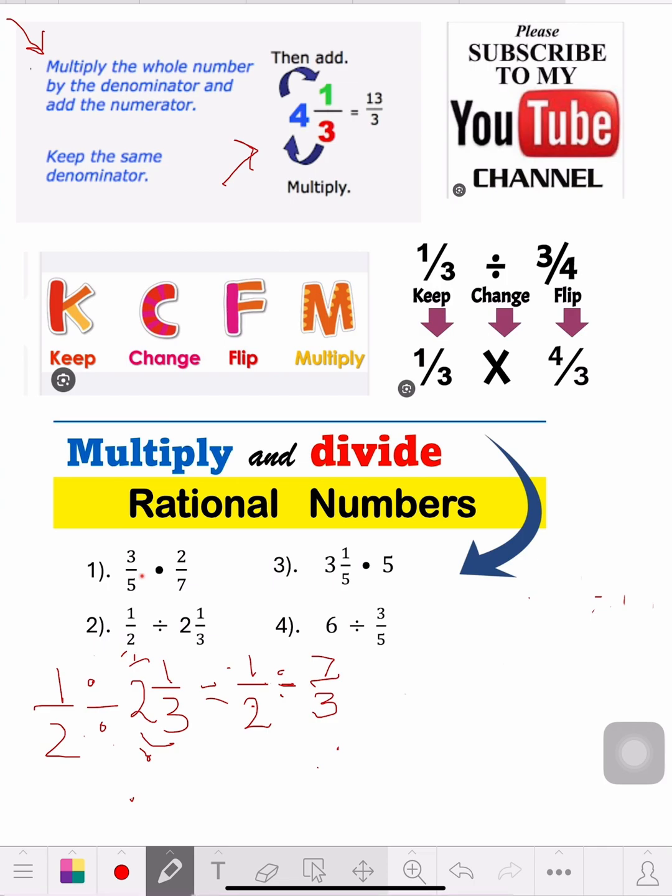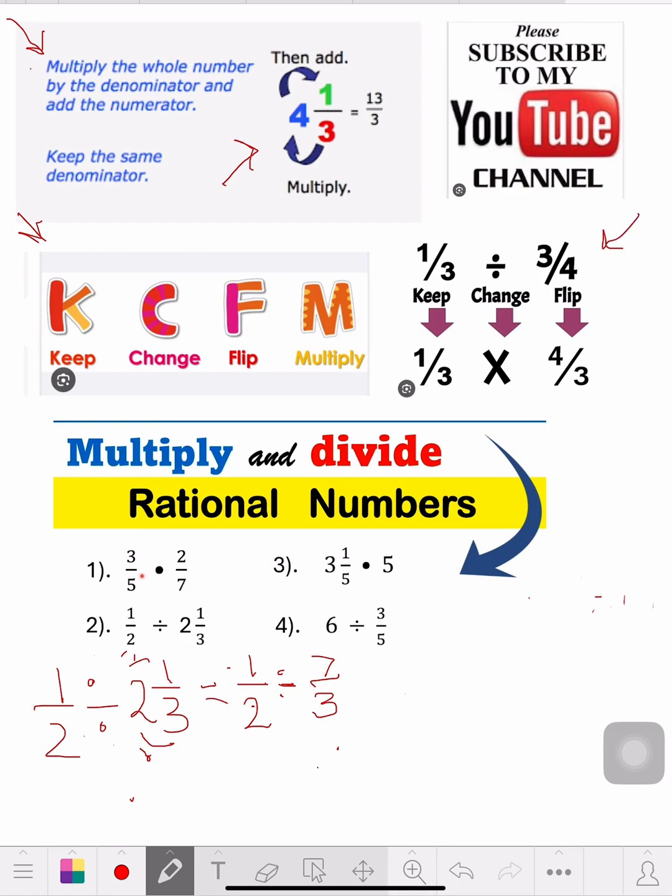Okay, so now, how do we do a division problem? I call it the KCF, almost like Kentucky Fried Chicken. So I kind of remember it like that. It's keep, change, flip, and then you multiply. It's right here, and they show an example up here how to do it.